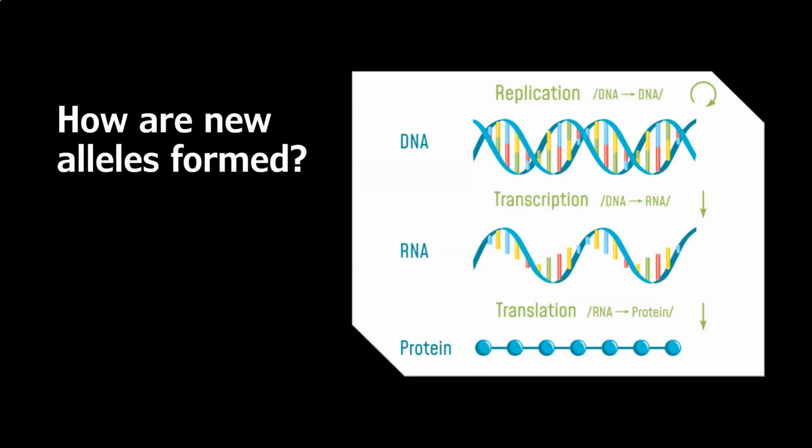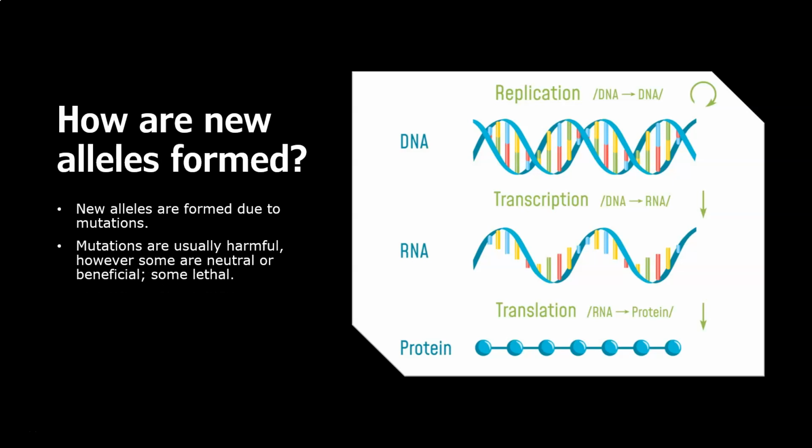So how are new alleles formed? Different alleles are formed due to mutation. If there is a change in that base sequence, it is a mutation. So different hair colours are due to mutations in the base sequence. Now, some mutations are harmful. However, some are neutral or can even be beneficial, especially in the case of red hair. Some, however, can be lethal as well.